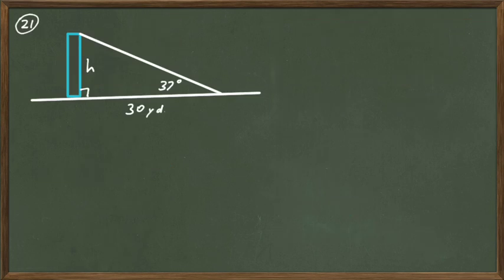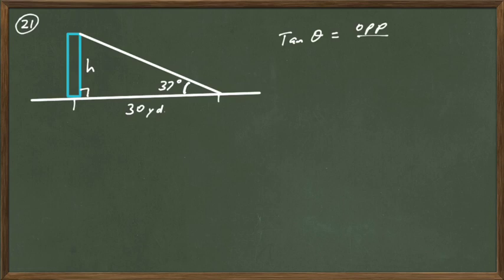Okay, for 21, I'm going to read the question. The angle of elevation to the top of a building from a point on the ground 30 yards from the base is 37 degrees. Find the height of the building to the nearest yard. Angle of elevation is how far it is above the horizontal, so that would be this one. And I want to find the height of the building, the blue building, H, if this is 30 yards from here to here. So that's adjacent and opposite. That suggests to me to use tangent.